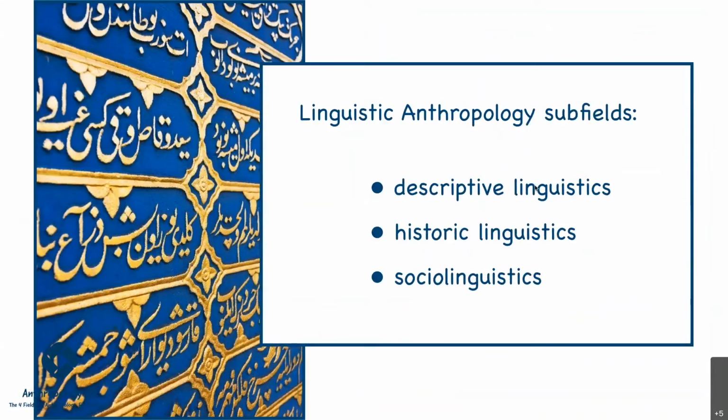Now I'll talk a little about the subfields of linguistic anthropology. There are 3 main subfields: descriptive linguistics, historic linguistics, and sociolinguistics. Descriptive linguistics involves describing languages and writing down spoken languages. Historic linguistics looks at things like how language changes over time. And finally, sociolinguistics studies the social and cultural context of language and looks at how language is affected by gender, class, age, and other factors.